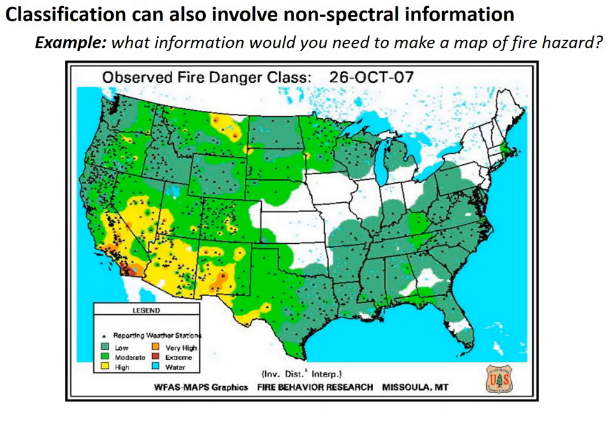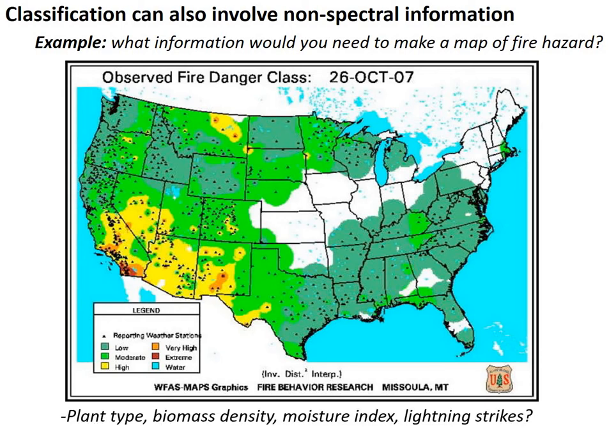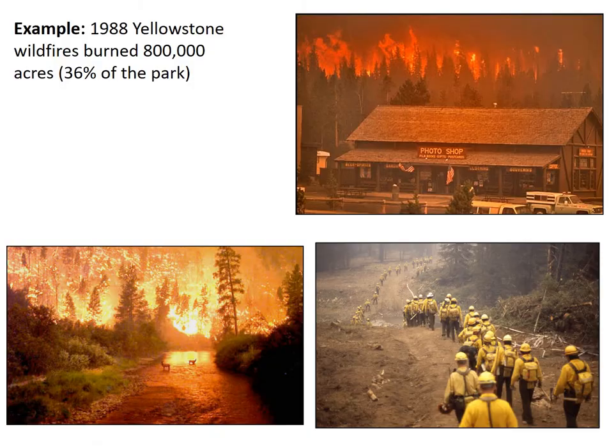And of course, this doesn't have to be limited just to digital numbers in a satellite image. It can also include all kinds of data. So you might combine satellite imagery with other data, whether it's weather data like precipitation or temperature or lightning strikes, or vegetation type. You can actually combine lots of different types of information into a classified map. For example, in this map of fire danger, which uses all these different variables.